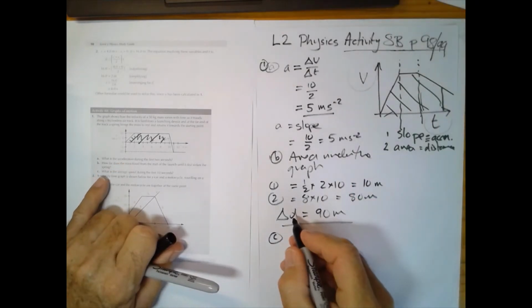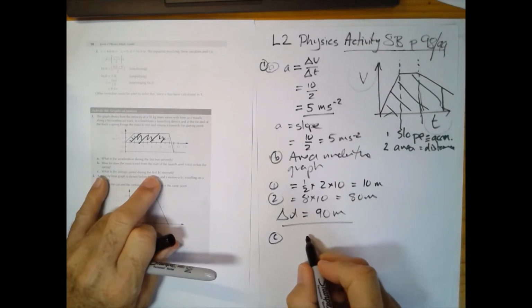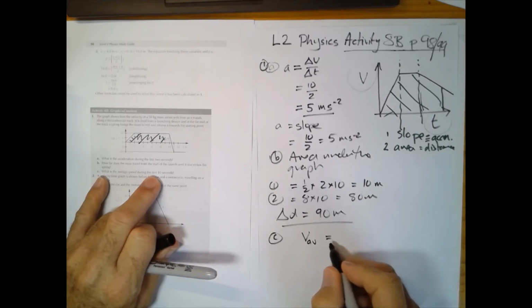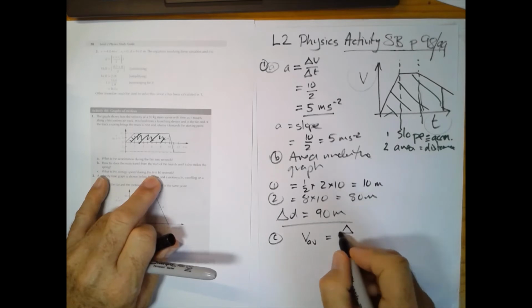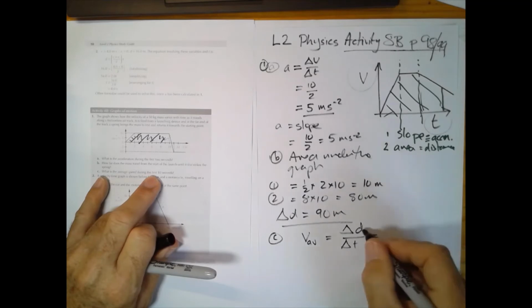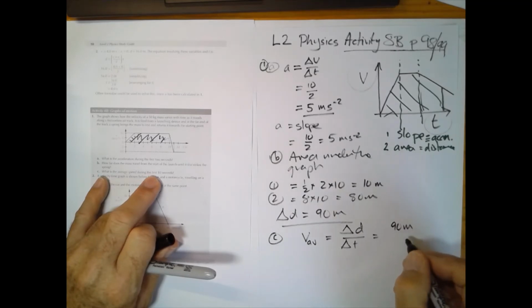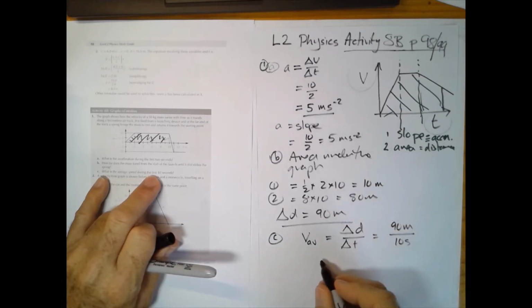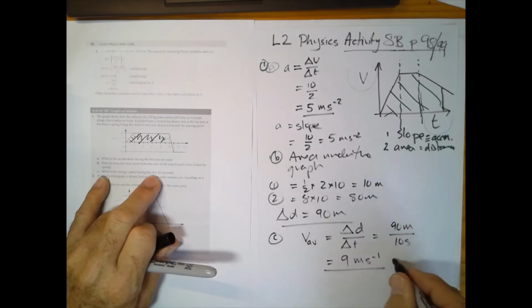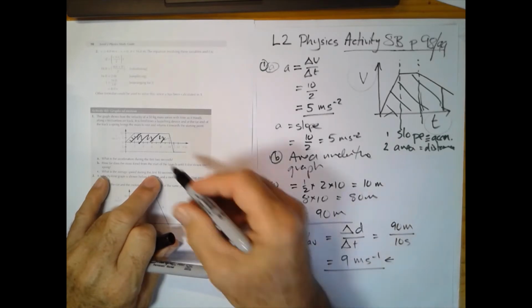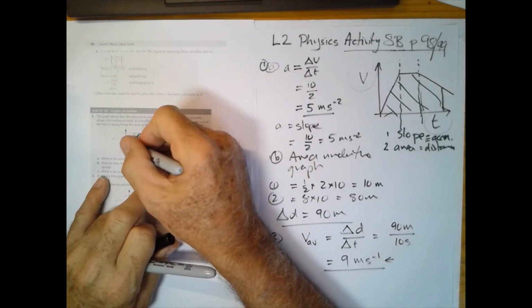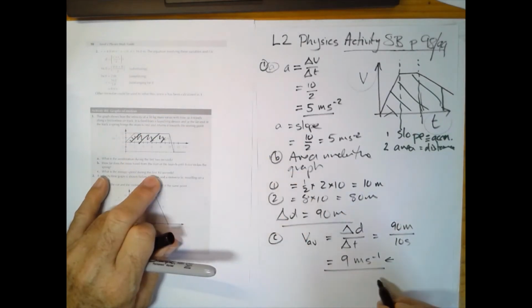C, what is the average speed during the first 10 seconds? The average speed during the first 10 seconds is equal to the change of displacement divided by the time taken. The displacement is 90 meters, divided by the time, 10 seconds. So the average velocity is 9 meters per second. Again, make sure our units are correct. Displacement is in meters, velocity is meters per second, average velocity 9 meters per second.